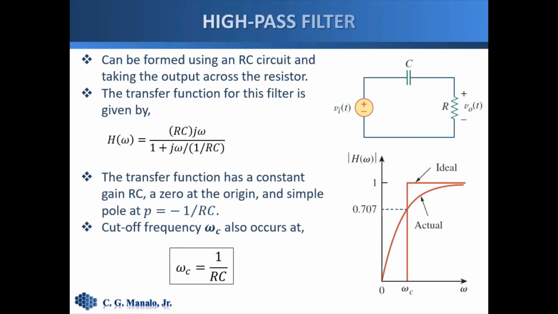Likewise, for a high pass filter, we can form that filter by using the same series RC circuit, but this time we take the output across the resistance. So the transfer function of that will be like this. Notice there is a constant gain which equals RC, a zero at the origin, and a simple pole.